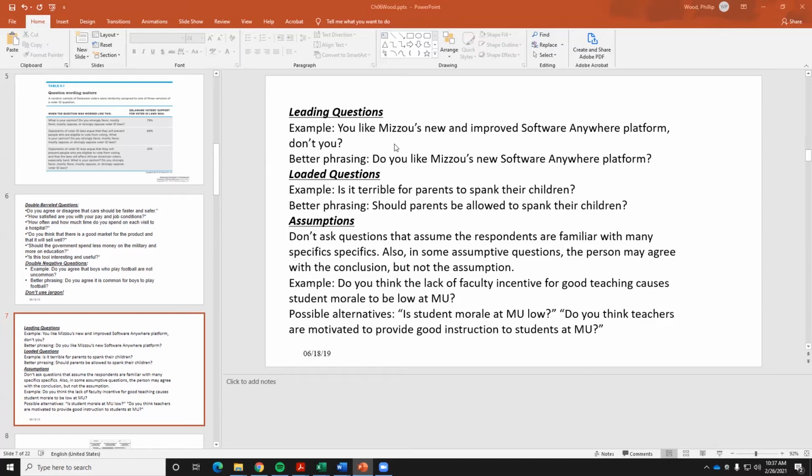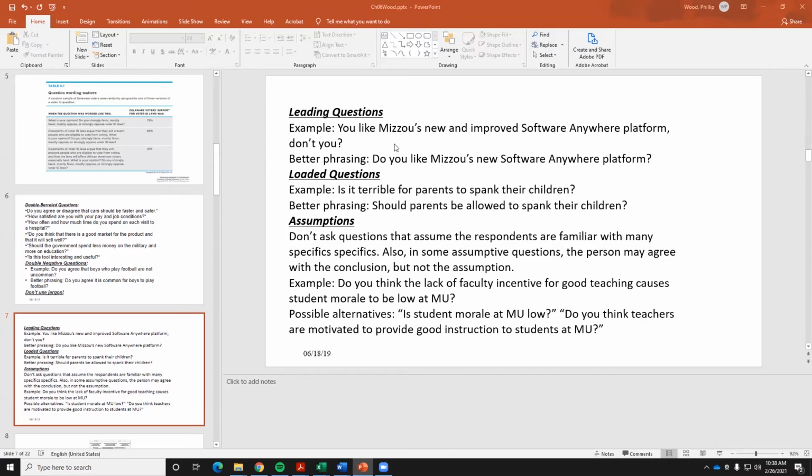Loaded questions are also not a good thing to be doing. Is it terrible for parents to spank their children? That is going to give you a lot different answers than should parents be allowed to spank their children. That's a particularly touchy topic in Missouri, where there are many individuals who think that not only should the parents spank the kids, but the teachers should too. But asking it in a neutral fashion is going to give you a better sense of the sentiment for that.